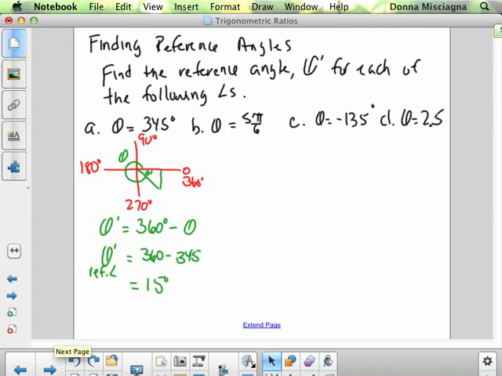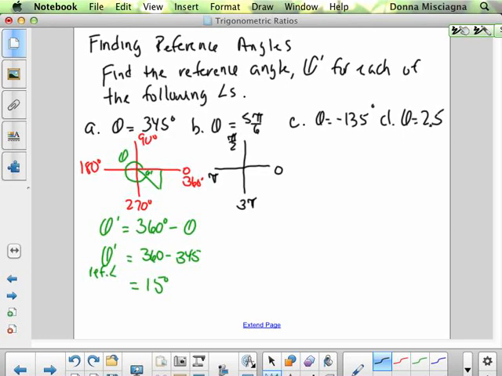And now we're going to work with radians. So this would be 0, this would be pi halves, this would be pi, this would be 3 pi halves, and all the way around is 2 pi. Well, 5 pi over 6 is more than a half, but not as much as a whole pi. So it's going to be here in the second quadrant.